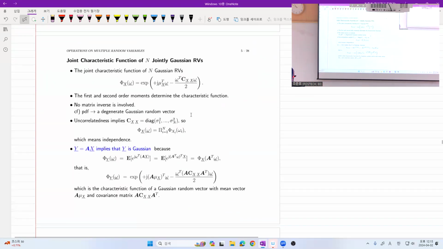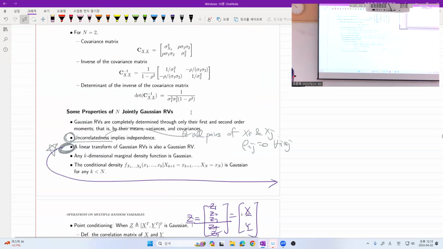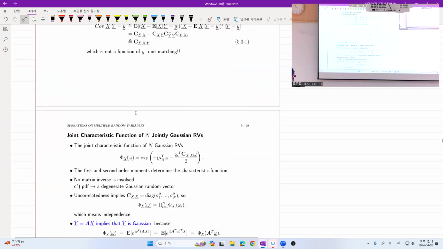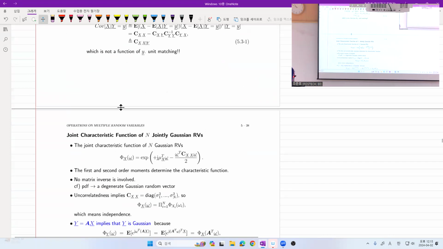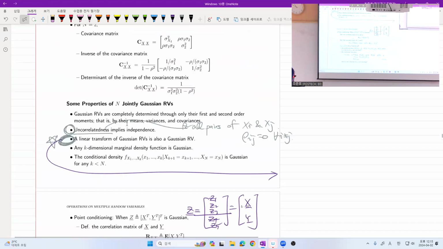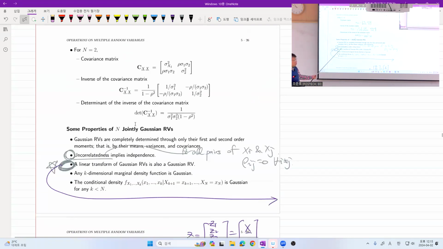Okay, on this Thursday, we will cover this part. We have a long way to go, but since this is too important to spend just 1 or 2 minutes, I will talk about this one on Thursday. Linear transform of a Gaussian random variable. Actually, generally, an affine transformation of Gaussian random variables is a Gaussian random variable. Okay, that's all for today.